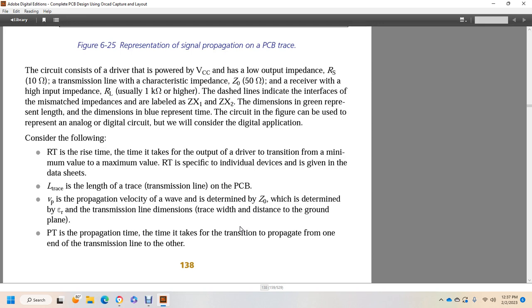The individual device is given in the datasheets. L is the length of the trace, the transmission line on the PCB. VP is the velocity of propagation of the wave, determined by the dielectric and the transmission line dimensions: the trace width and the distance to the ground plane. PT is the propagation time, the time for the transition to propagate from one end of the transmission line to the other.